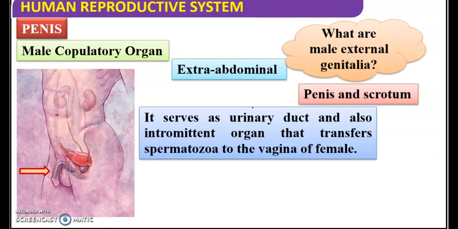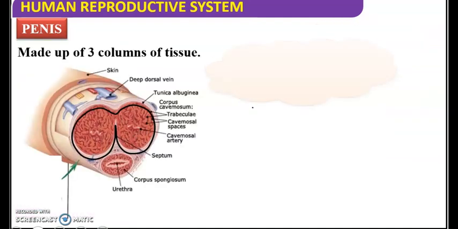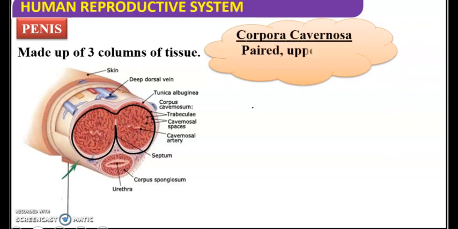It is a cylindrical organ. It is cylindrical in shape and consists of three main regions: the body, the glans penis, and the root. Now, if I cut a penis into a transverse section, we see that it contains three columns of tissue. The upper column, highlighted in black, is called the corpora cavernosa, which is paired, upper, and dorsal in origin. So this is your corpora cavernosa.